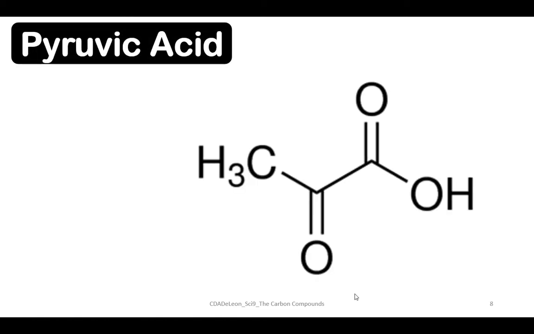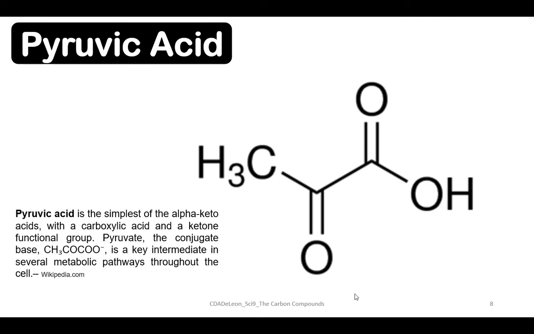Another example is pyruvic acid. So when we say pyruvic acid, this is the simplest of the alpha keto acids, with a carboxylic acid and a ketone functional group. Pyruvate is a conjugate base of CH3COCOOH, which is an intermediate in several metabolic pathways throughout the cell.